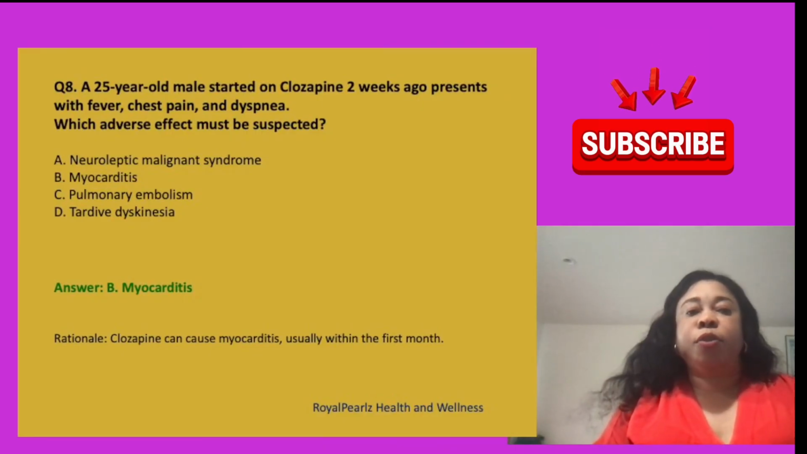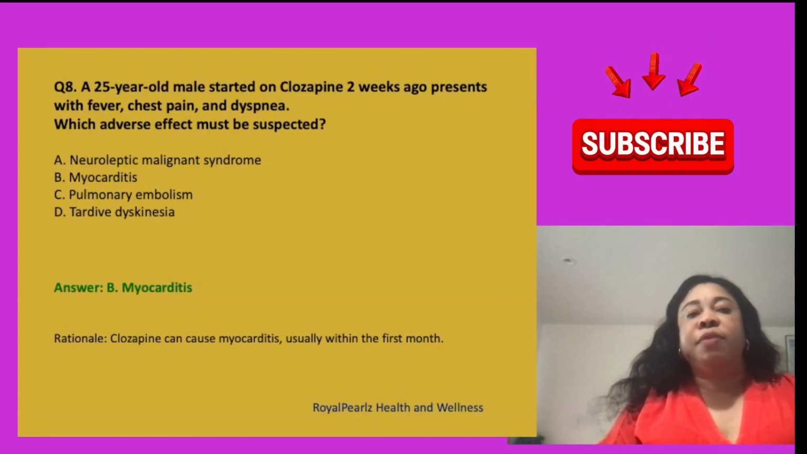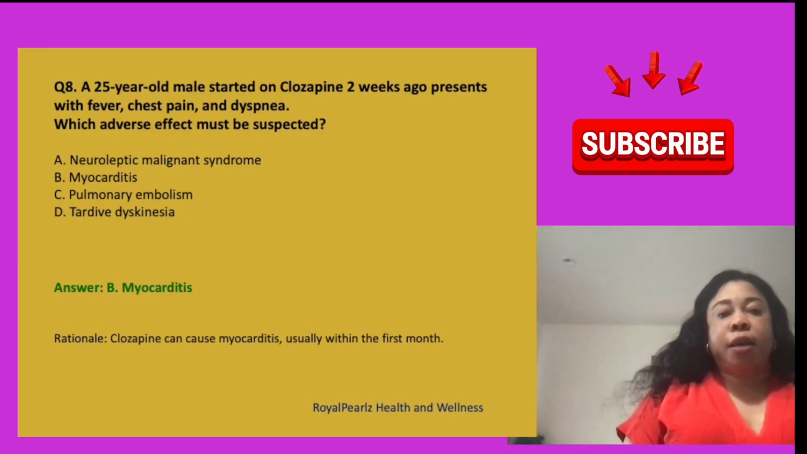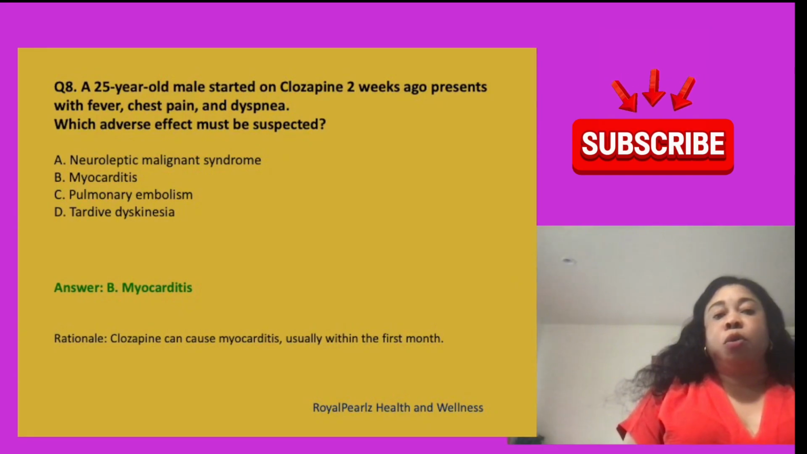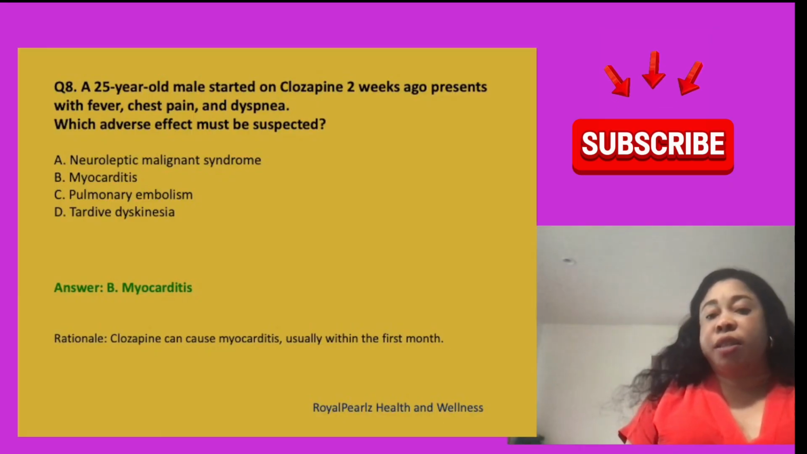Number 8, a 25-year-old male started on clozapine 2 weeks ago presents with fever, chest pain, and dyspnea. What adverse effect must be suspected? We have NMS, myocarditis, pulmonary embolism, and tardive dyskinesia. So the answer here is myocarditis. Rationale: clozapine can cause myocarditis, usually within the first month of starting. You need to remember that.